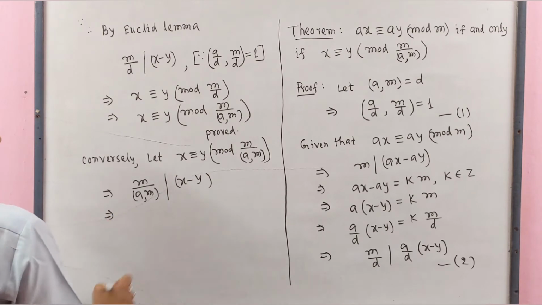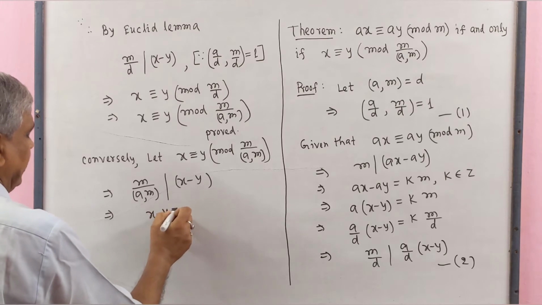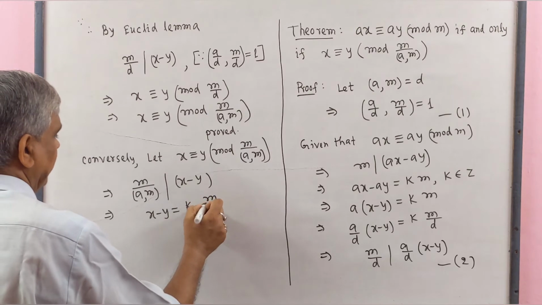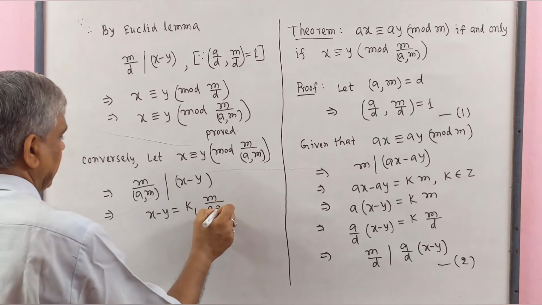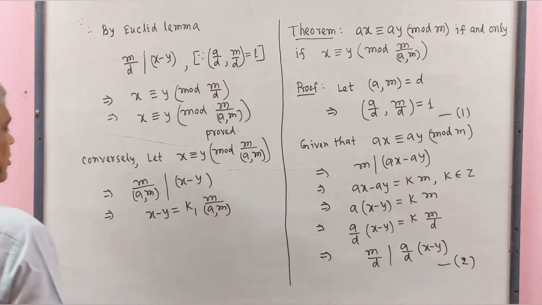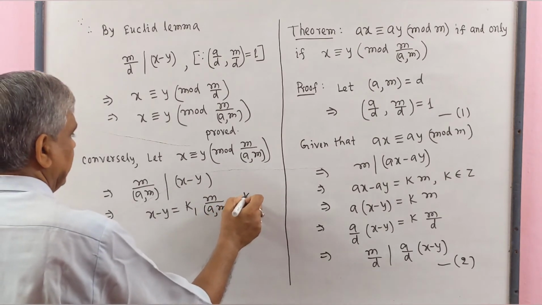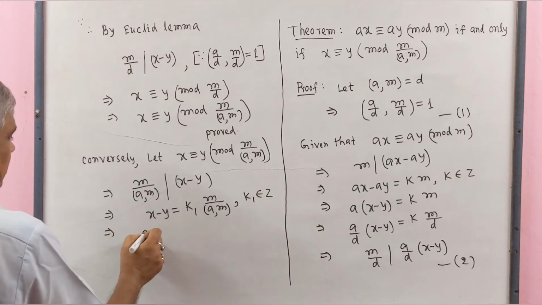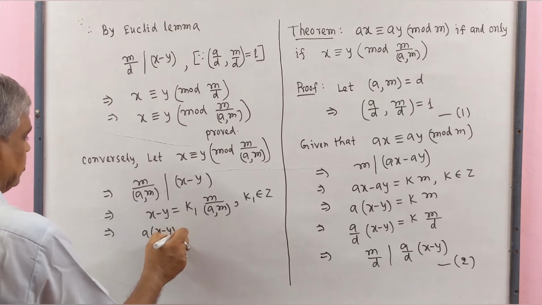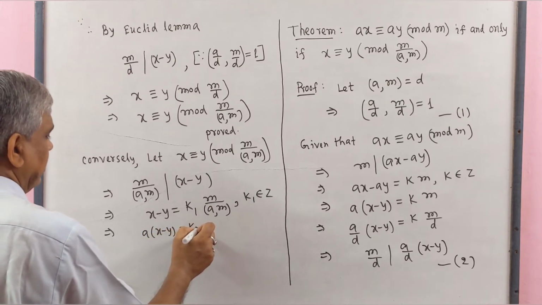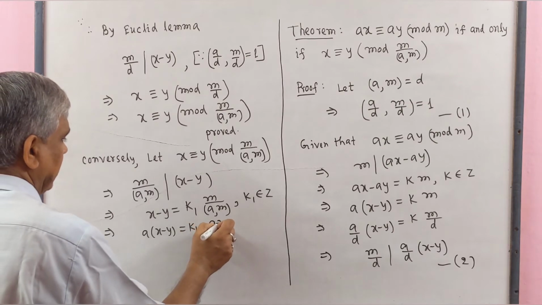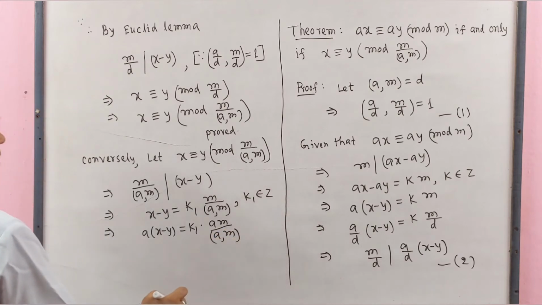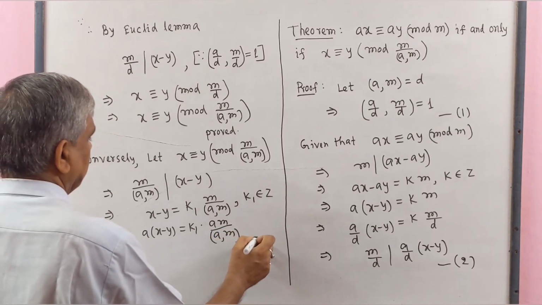implies that x minus y equal to, let k1 be an integer, k1 multiply m by GCD of a and m, where k1 is an integer, implies that a multiply x minus y equal to k1 multiply a m by GCD of a and m. Let this be number 3.